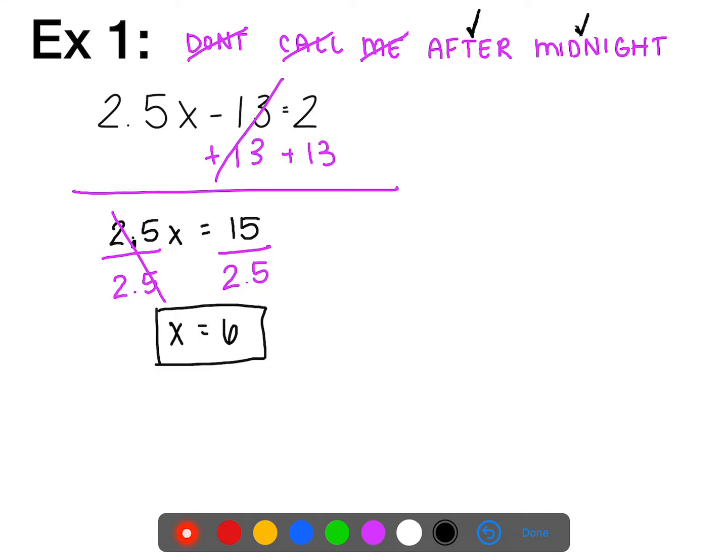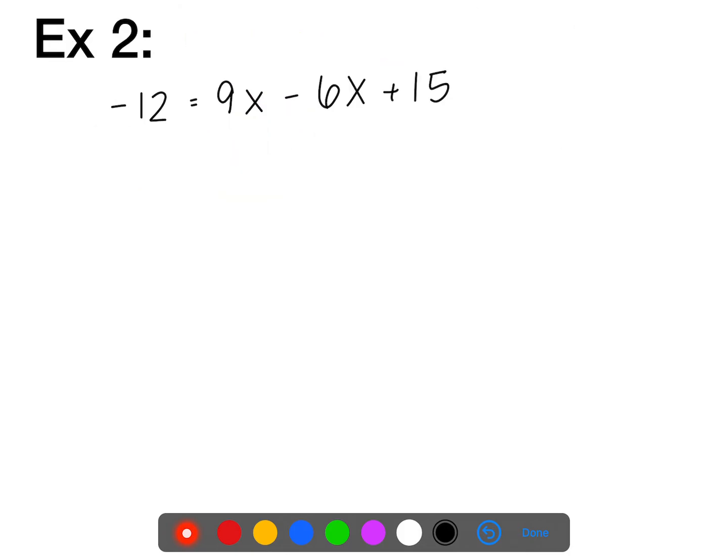That part we're used to, right? Yeah. All right. So now we're going to take it and make it a little bit harder. If I change it to a new problem, are you going to panic? We're ready? All right. My new problem says negative 12 equals 9x minus 6x plus 15.